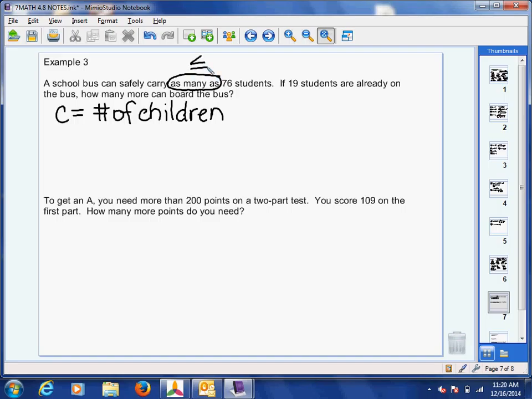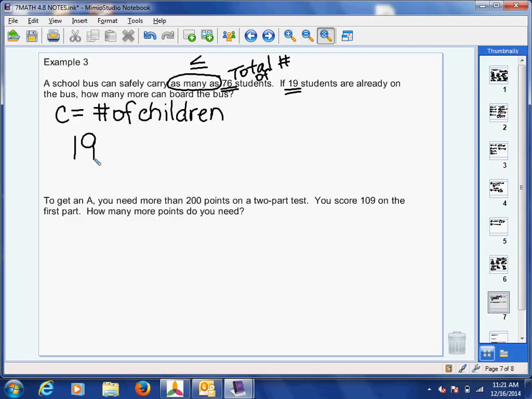Okay. And then I'm going to underline a couple of things that they gave us in the problem. They said our bus can hold as many as 76 students, so that's our total amount. Put the words total number of students right above the 76. That's the capacity, as much as we can put on the bus. And then they gave us another number. What does that 19 mean? How many people are already on the bus? So we already have 19 kids on the bus.